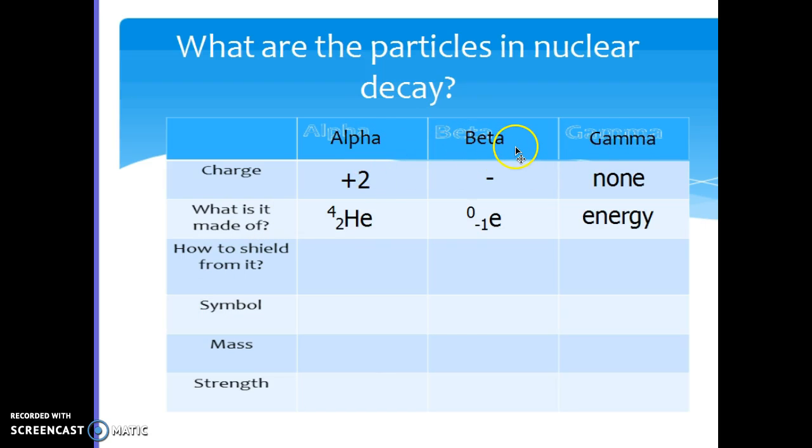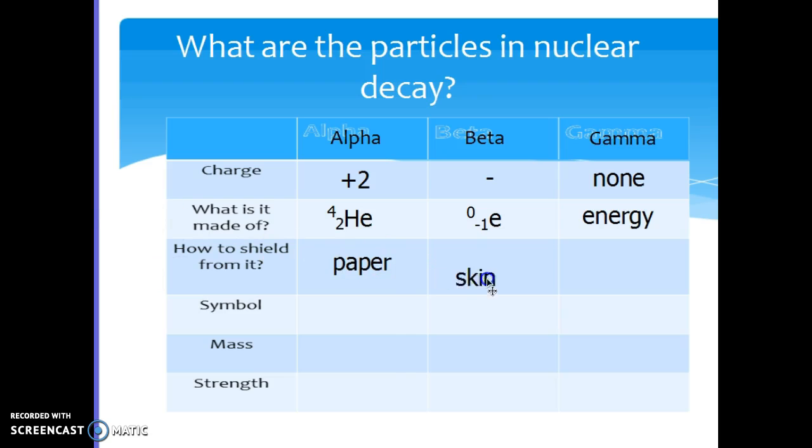Okay, so remember when we said how penetrative they are? Alpha is the least, beta is the second most, and gamma is the greatest. With an alpha particle, you can actually shield yourself with some paper. They're emitted out of smoke detectors and things, and they can't get very far from that. So you're pretty safe from alpha particles.